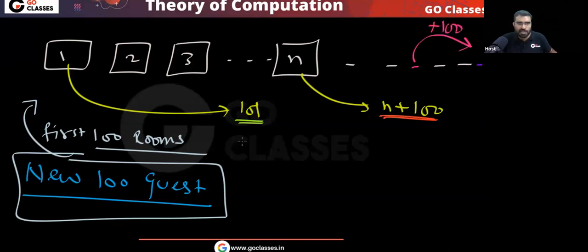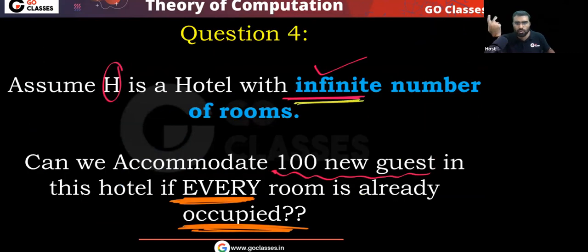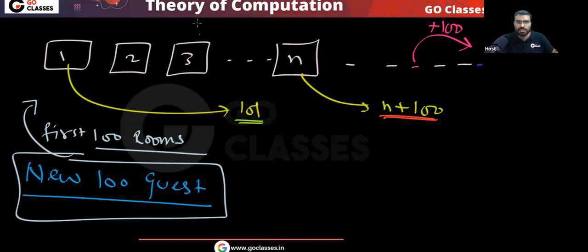What about the person in the last room? What about that person who is in the last room? There is no last room. Yes or no? Because this is an infinite hotel. So there is no last room. Okay. So very simple. You can accommodate 100 new guests.